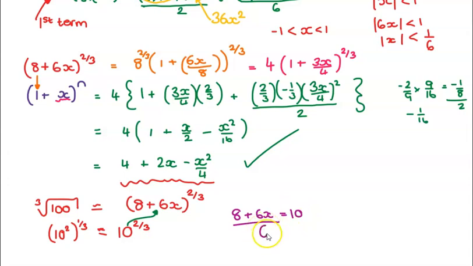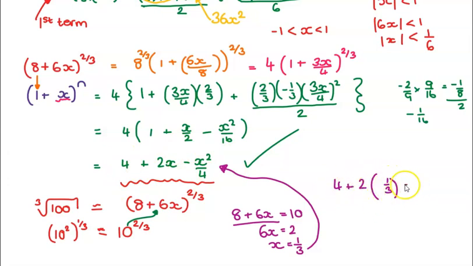Okay, which tells us that 6x is 2, so x is a third. 2 over 6 is a third. And then we can go ahead and substitute that value of a third into our expansion here. So you're going to do 4 plus 2 times a third minus a third squared over 4. And that will give you an approximation, so you'd have to use your wiggly lines, an approximation to the cube root of 100. It's not going to be very accurate.